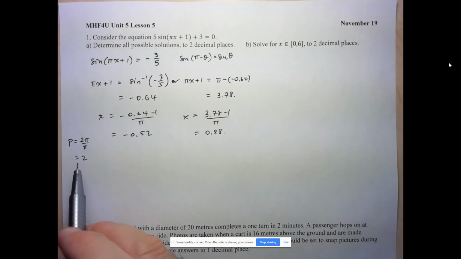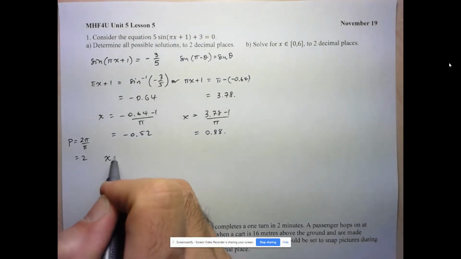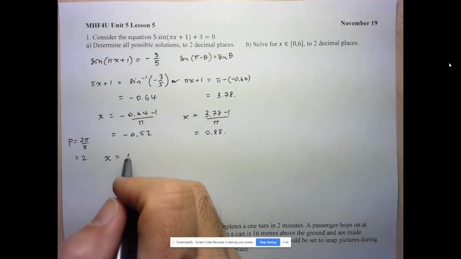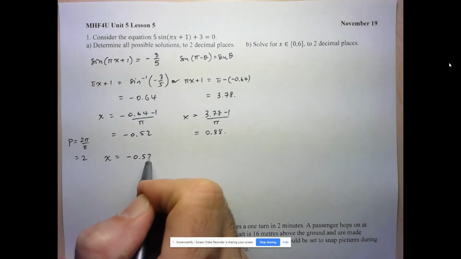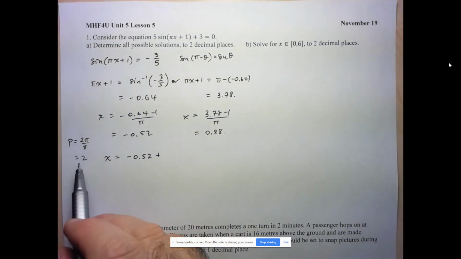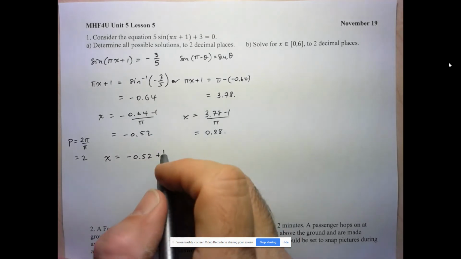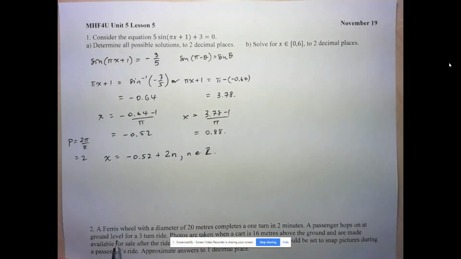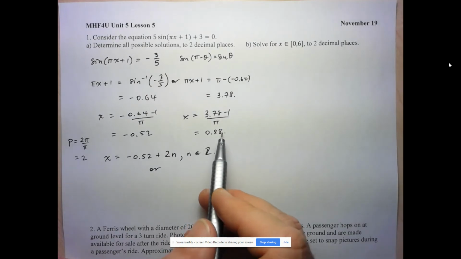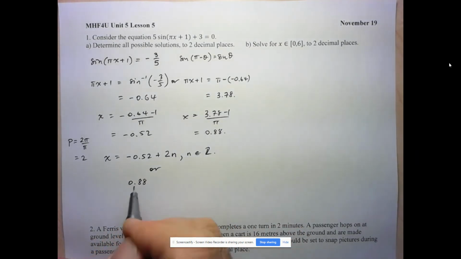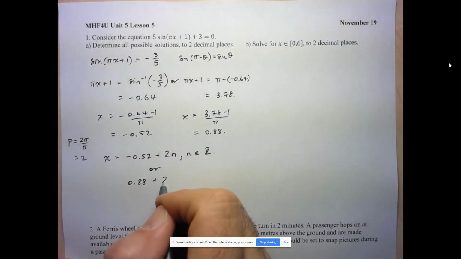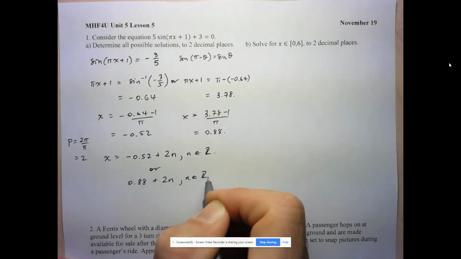The period is 2. So if I want to write all possible solutions for this equation, I'm going to start with this base solution, negative 0.52, and I'm going to add integer multiples of the period. In other words, I'm going to add 2n, where n can be any integer. And of course, the other set of answers which solve this equation will be this base answer, 0.88, plus multiples of the period, where n is any integer.